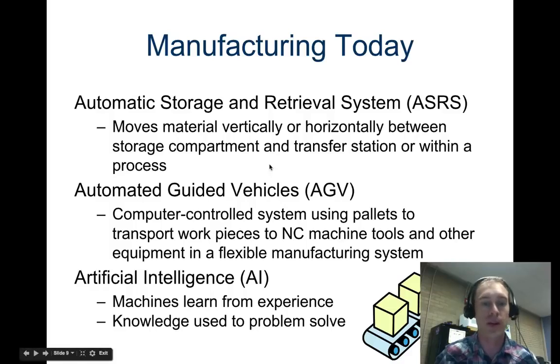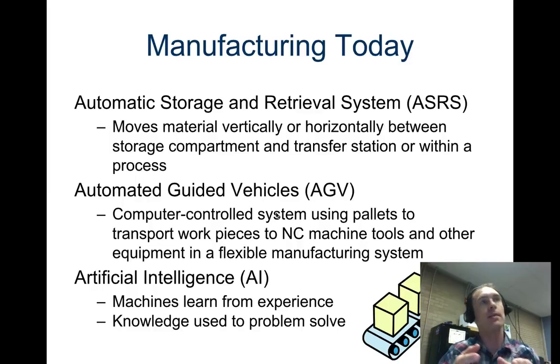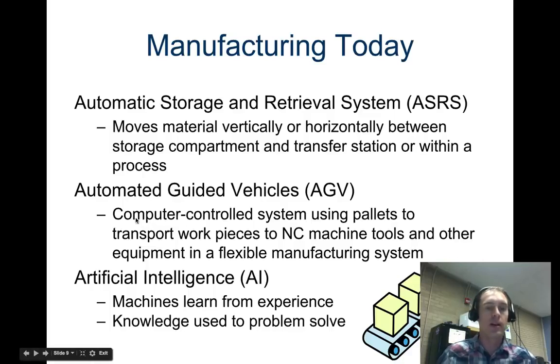storage and retrieval. Next is automated guided vehicles. These are vehicles that just run by maybe following some trigger. We are going to make some automated guided vehicles, or actually some of you probably did in the last unit, that follow lines. The line followers are automated guided vehicles. They're automated, but they have to be guided using some type of technique. So this says computer controlled systems using pallets to transport work to numerical control machine tools and other equipment, but they can be used to transport pretty much anything.